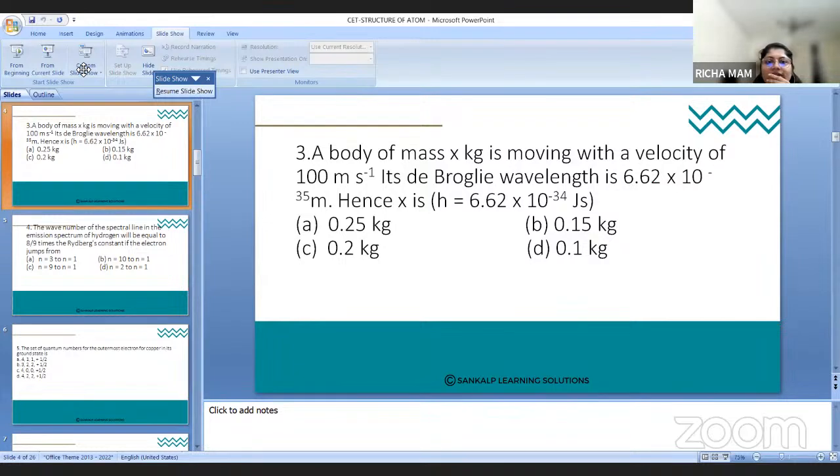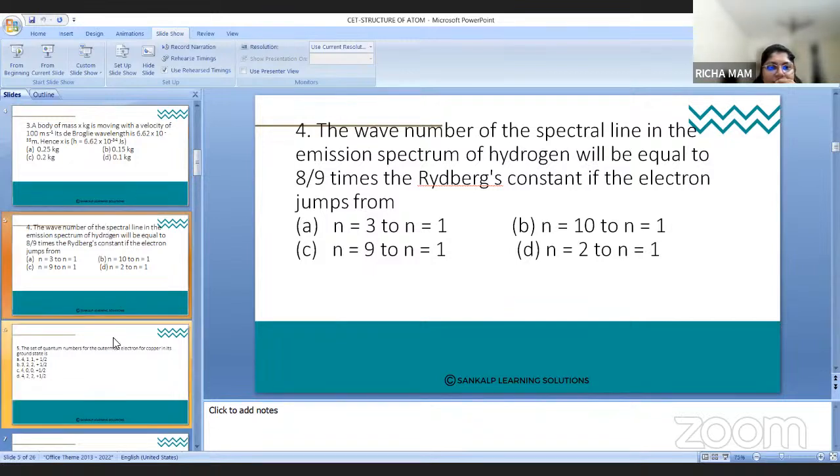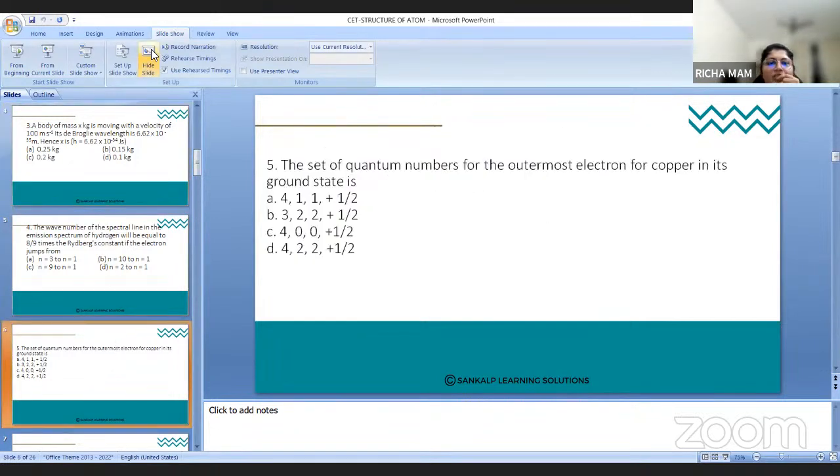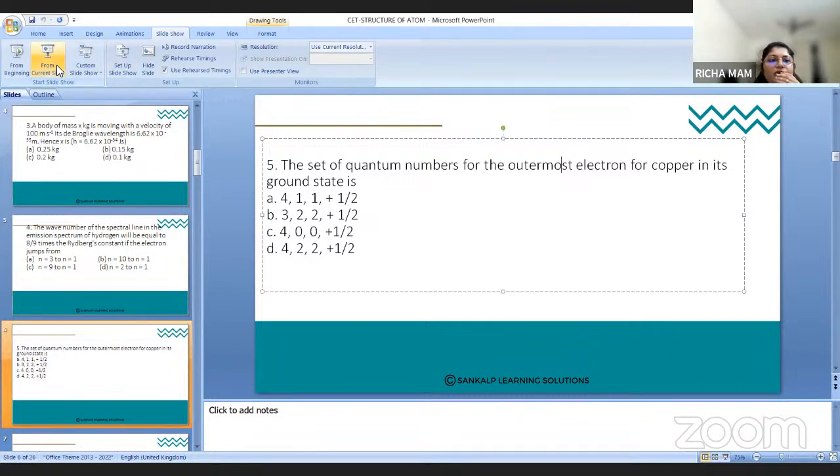Next one, the wave number. This is with respect to Rydberg's equation. We will do this later. We will do the quantum numbers one, the fourth one, in the next class, because we have not done the synopsis for that.